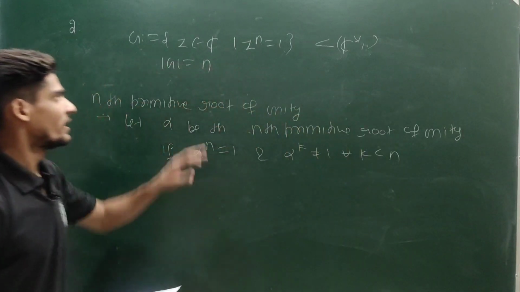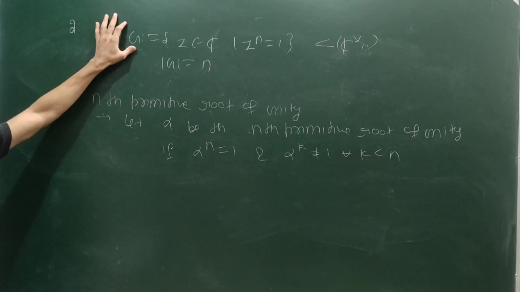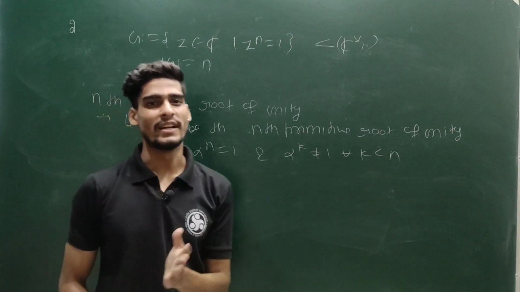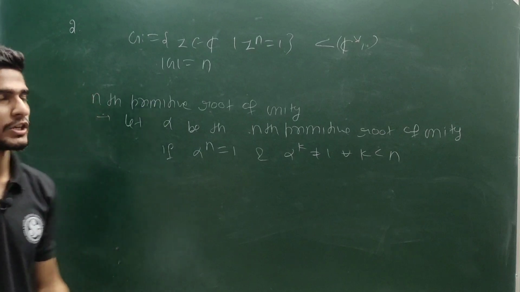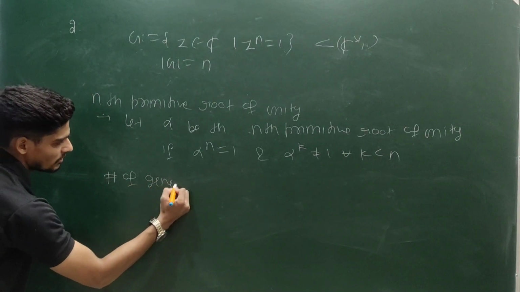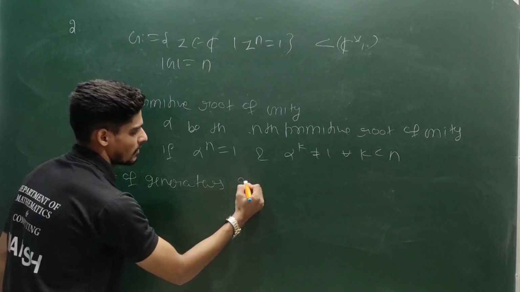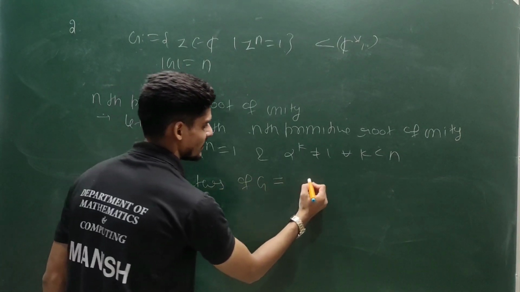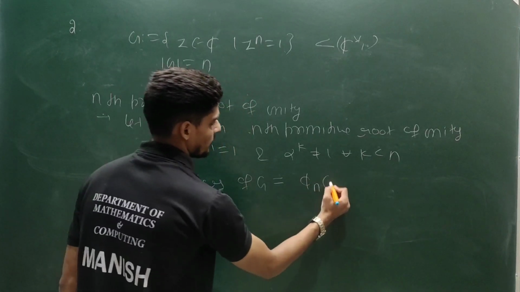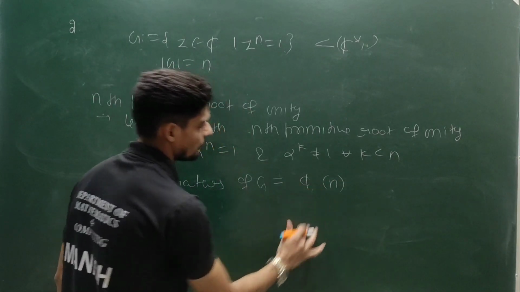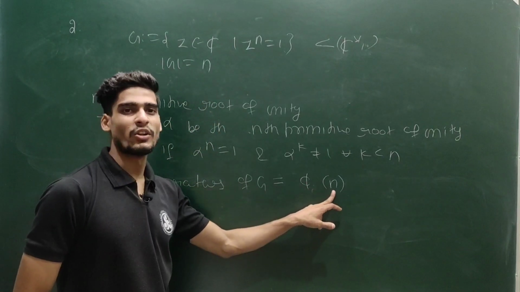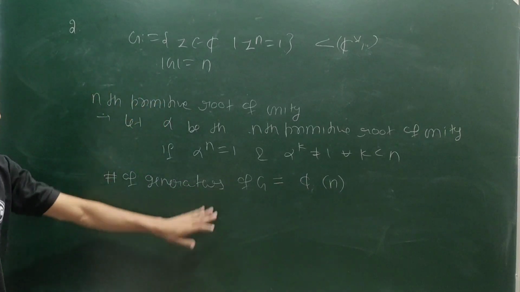So from here you can observe this group has phi n generators, because we know that in a finite cyclic group the number of generators is phi n, that is the Euler-Totient function. So the number of generators of G is exactly the same as the Euler-Totient function, say phi n of n or phi of n, the number of natural numbers less than or equal to n and relatively prime to n. So these are the number of generators.